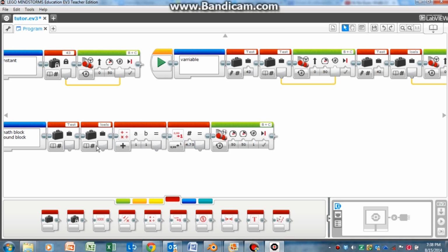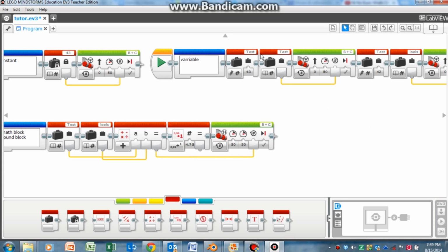Alright, so I'm gonna drag this test to A and lowells to B. So right now I'm adding the value of test and the value of lowells, A and B. I'm adding it together and I get this. So this is another data wire. So for now I'm going to connect this to the amount of rotations that the wheel moves forward.